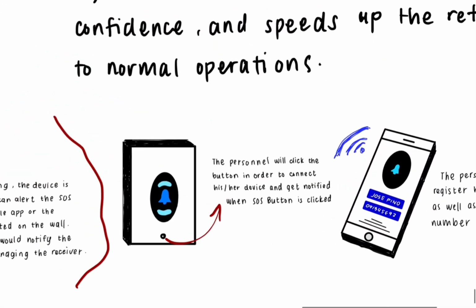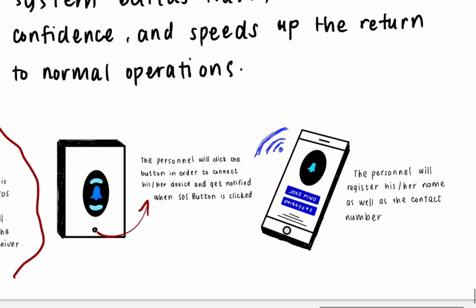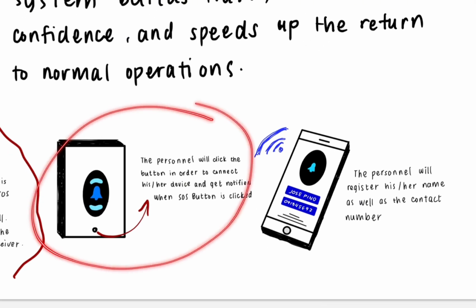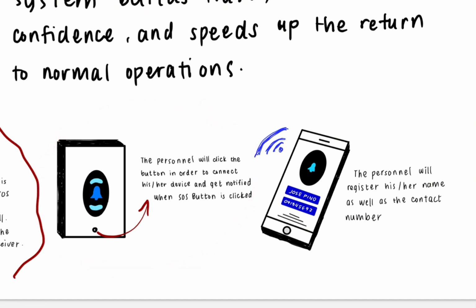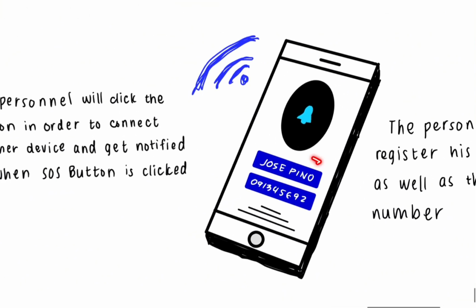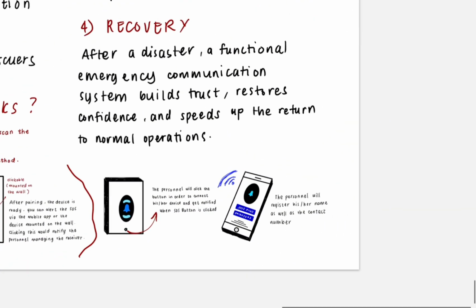So the personnel will click the button in order to connect his or her device and get notified when the SOS button is clicked. So kailangan din ng personnel or ng rescuer na mag-register through this receiver since dito yung access niya. And then once it is registered, the personnel will register his or her name as well as the contact number. So here, yung name ng ating rescuer or the designated staff and his or her contact number. Since ito yung gagamitin niya to contact the rescuers below the condo.